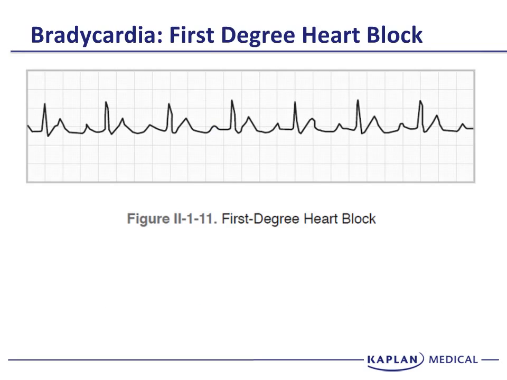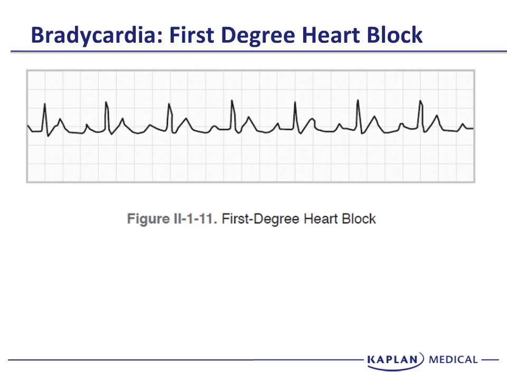This is a rhythm strip of first-degree heart block. Now, first-degree heart block can be caused by medications, such as beta blockers and calcium channel blockers. Again, if you have an overdose due to beta blockers, what is the treatment? How do you treat beta blocker overdose? If you said glucagon, that is the correct answer. If a patient overdoses on a beta blocker, you give them glucagon.